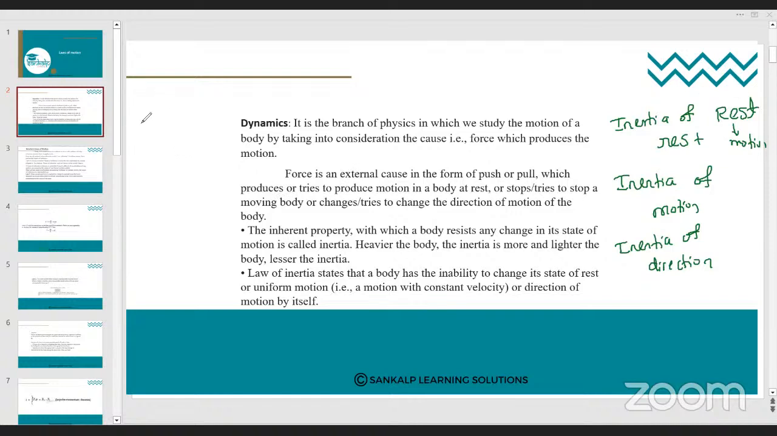So example we will see. Example. So what is example? For example, consider you are sitting in a bus. So just imagine you are sitting in a bus or in a car.